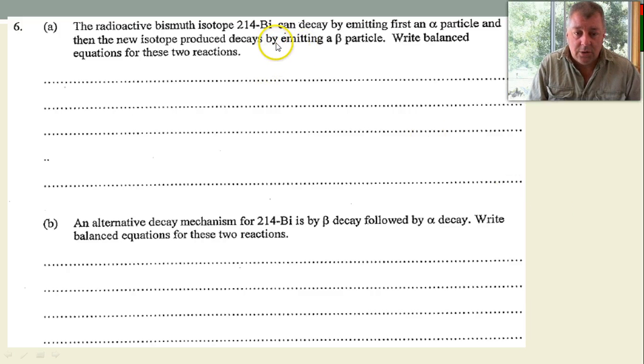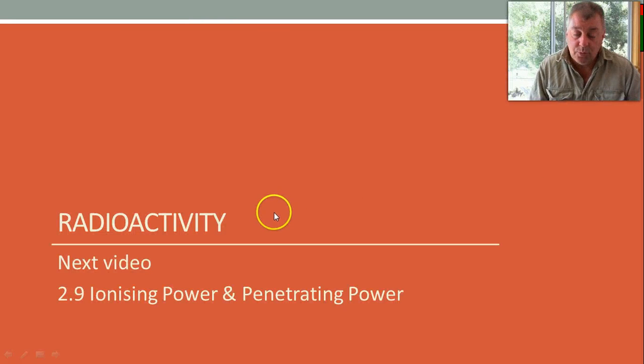Bismuth. Alright, now this one is a little mini decay series, so you've got to write 2 equations, and here you've just got to write the alternative equation, 2 equations for it. That's not too bad. In the next video we're going to revisit ionizing power and penetrating power. We'll talk about that as well. Cheerio!